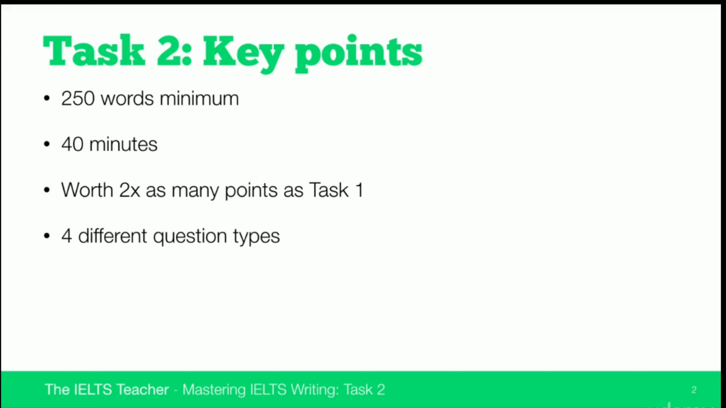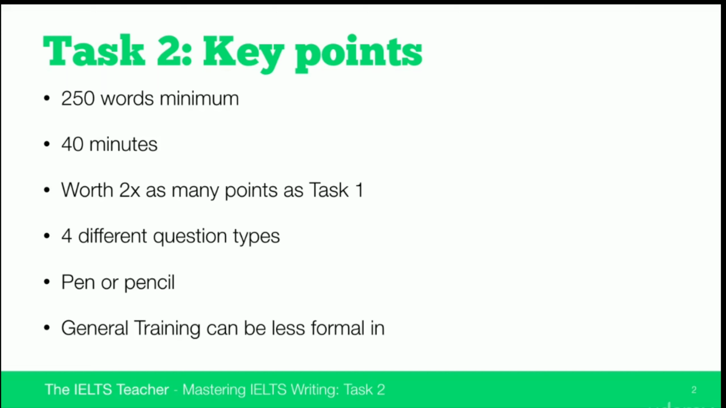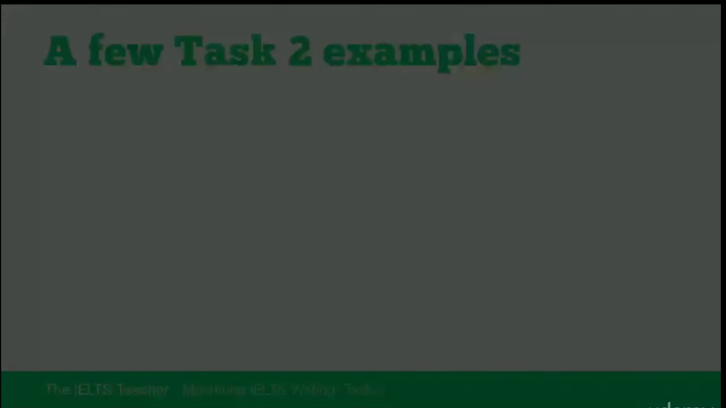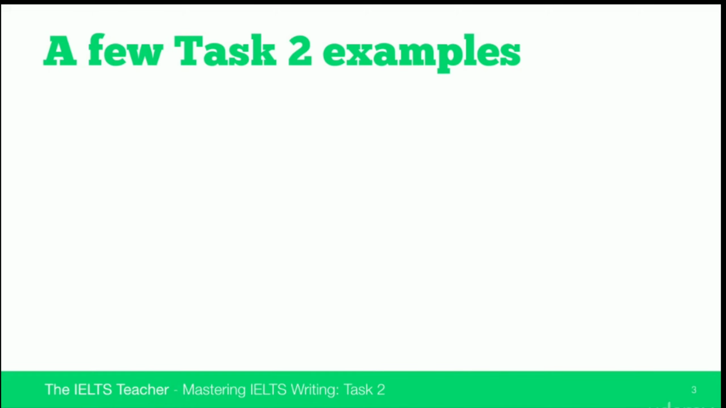Now you can write in either pen or pencil. It's not like the listening and the reading where you must write in pencil. And finally, with the general training questions, they are essentially very similar to the academic module questions, but the way that they can be answered can be a little bit less formal, a little bit more informal than in the academic exam. So here are some examples of the type of questions that you would get asked in Task 2.